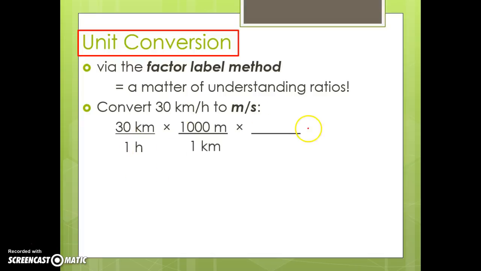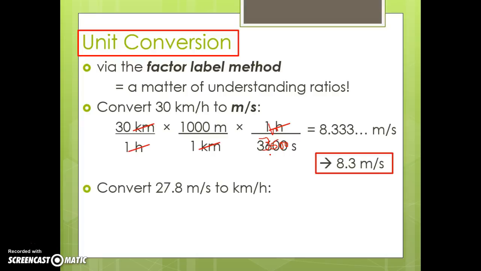Now we have to cancel out the hours, so the hours will go up here, and down here we put how many seconds are in an hour, which will be 3,600. So 1 hour, 3,600 seconds, like I said, and the hours cancel out. So essentially what you're going to do is 30 times 1,000 multiplied by 3,600, and that gets you that. Sig digs gets you that.